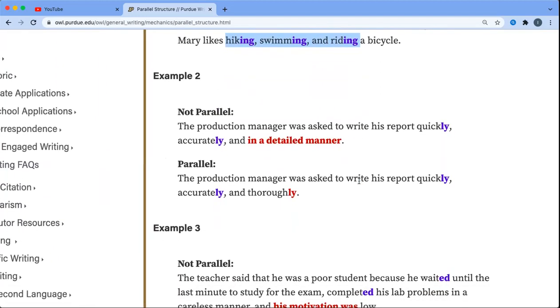The next example would be when you have a phrase. It is not parallel if I say, the production manager was asked to write his report quickly, accurately, and in a thorough manner. "Quickly" is an adverb, the second one, "accurately", is an adverb, but the last one is a phrase. The candidate tried to write down the phrase as an adverb. Instead, it is correct if I say "thoroughly". Is this sentence correct? No. It is not parallel. In IELTS it is band 5, and in professional writing communication it is extremely weak. Your sentences are lacking. They're not correct.